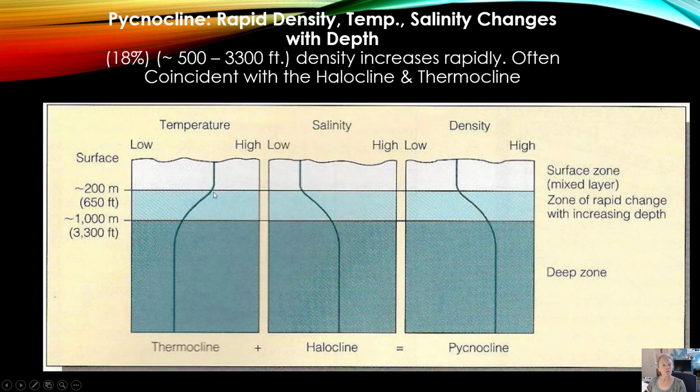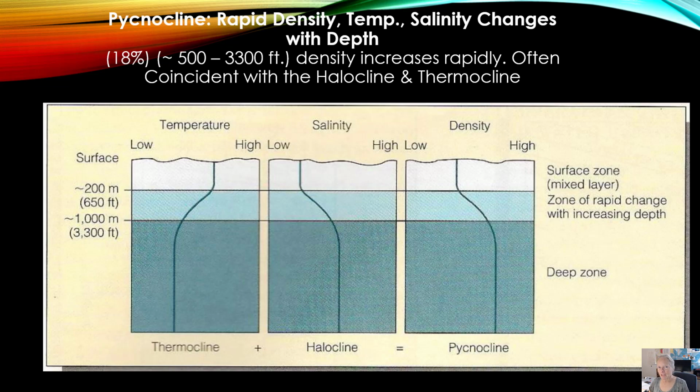In the pycnocline, what happens to the temperature? You have low here and high here. So we're at the surface. They're just sort of randomly making this the surface temperature. And you would expect, as you go deeper in the ocean, for the temperature to drop off, right? It's going to be colder down there because the sunlight doesn't get down there.